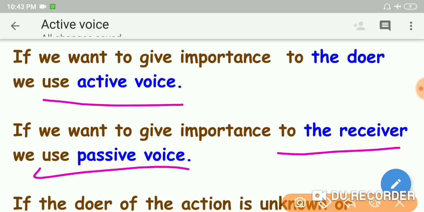For example, in the first sentence, the boy killed the rat. Here in the first sentence we gave importance to the boy. In the second sentence, the rat was killed by the boy. In the second sentence, we gave importance to the rat. So based on the importance given to the doer or receiver, we decide whether that sentence is active voice or passive voice, my dear friends.